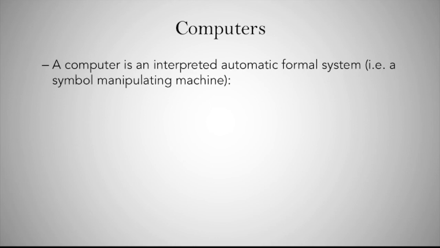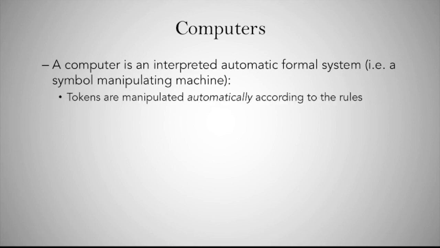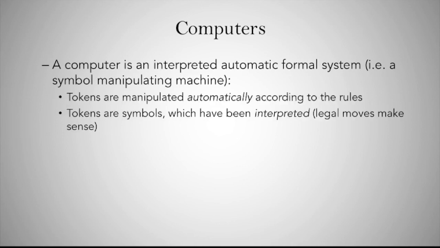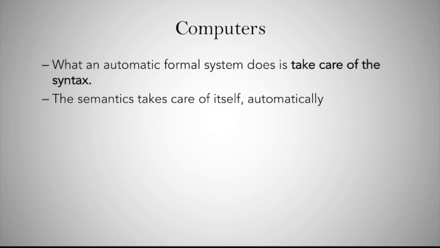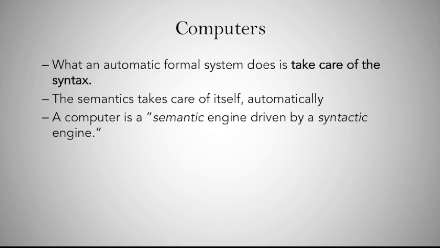A computer, then, according to Haugeland, is an interpreted automatic formal system. That is, a symbol manipulating machine. Tokens are manipulated automatically according to the rules. And then those tokens are going to be interpreted symbols, so that moves make sense, so to speak. Now, what an automatic formal system does first and foremost is to take care of the syntax, and the semantics takes care of itself automatically. In this way, a computer, as Haugeland says, is a semantic engine driven by a syntactic engine.